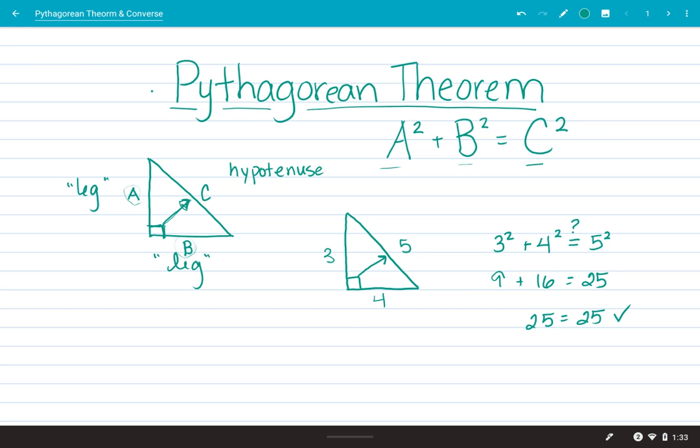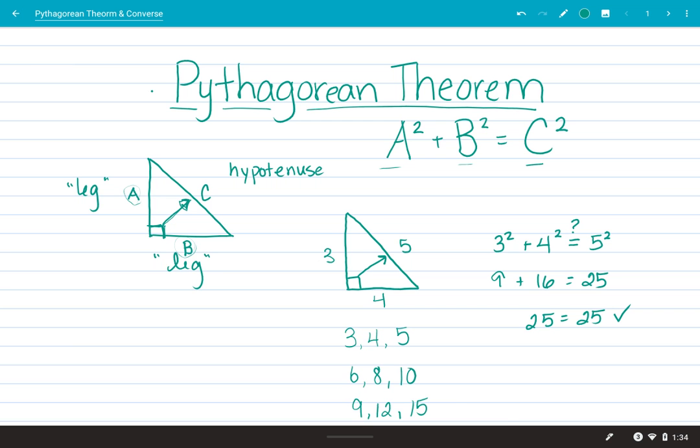And the numbers 3, 4, and 5 are called Pythagorean triples. So if I doubled each number, or times it by 2, 6, 8, 10, it would also work. I could even do it by threes. And you can find a ton of these Pythagorean triples.